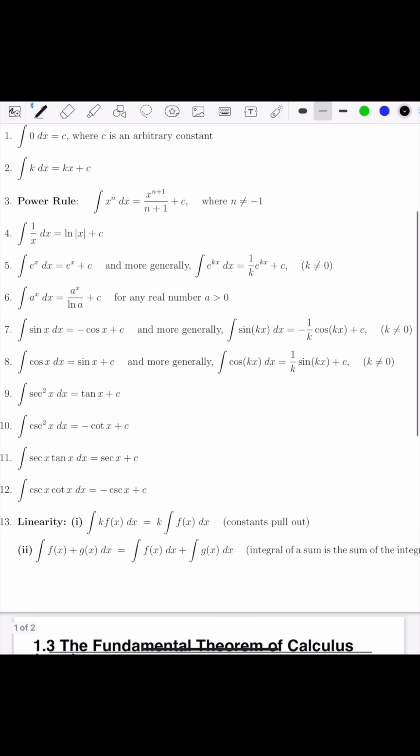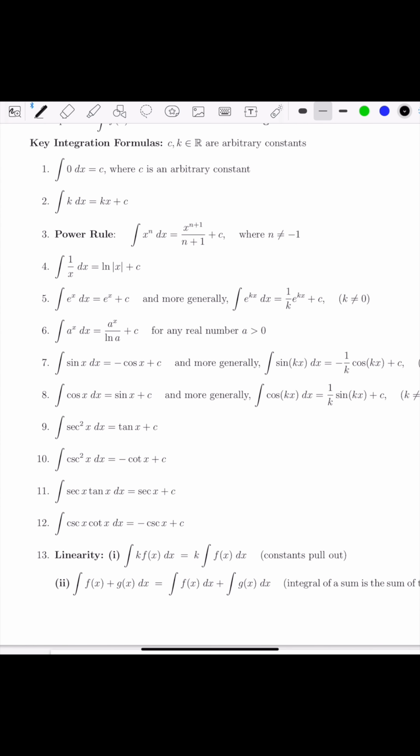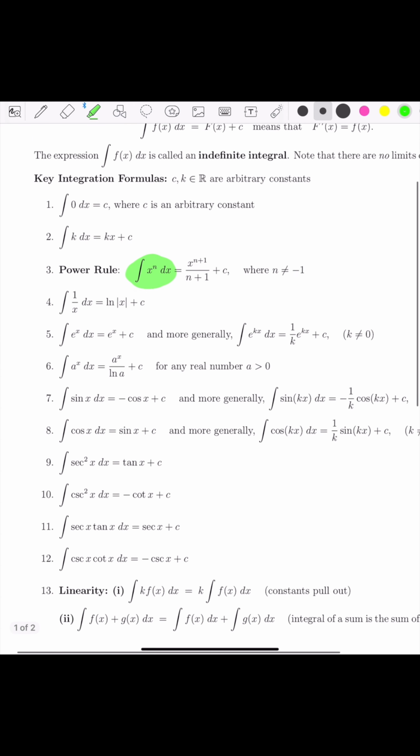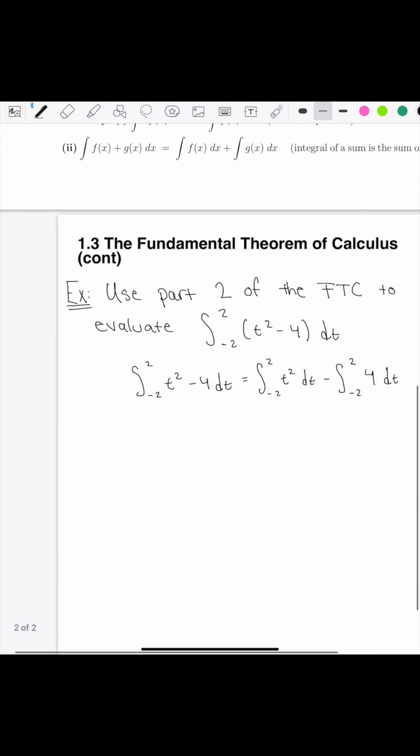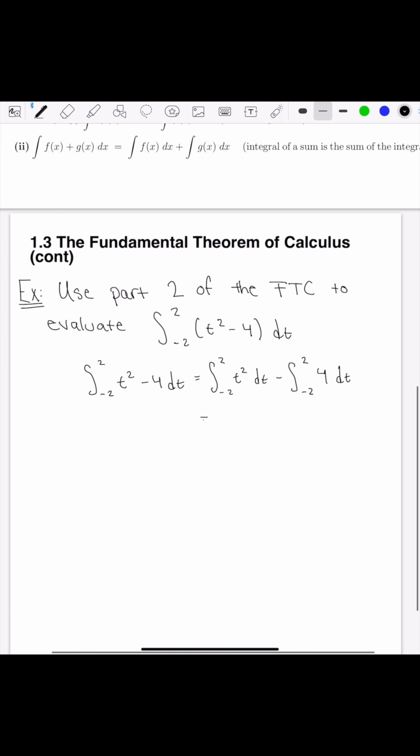So if I look here, we have the most commonly used rule, probably the power rule, which says if you have x raised to some number n, then you just add 1 to the power and you divide by that new power. So if we have t squared, we add 1 to the power and we divide by the new power, and we're going to have to evaluate that at -2 and 2.